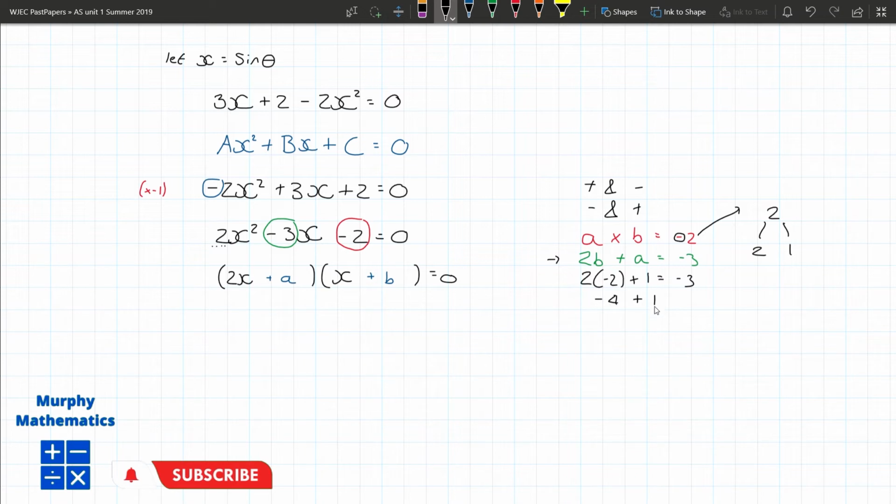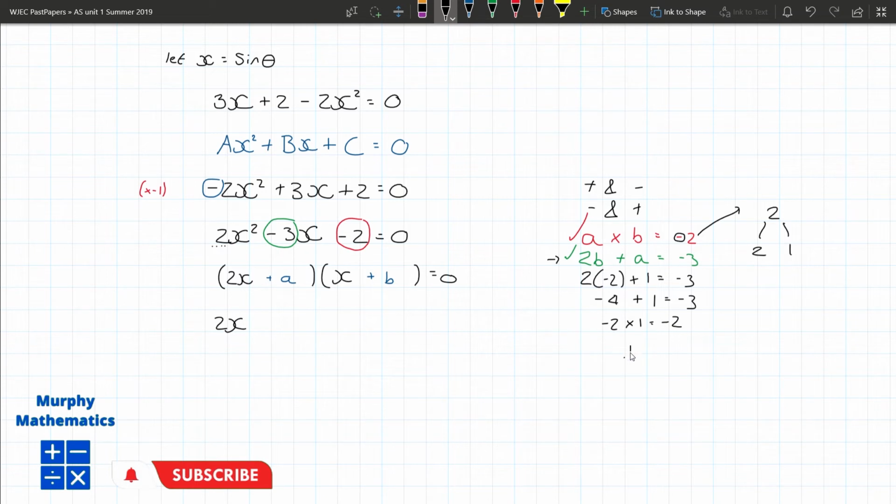This will be plus 1 equals minus 3. So that satisfies the first equation, this green equation. And then we can just do minus 2 times 1, and we know that equals minus 2. And so that satisfies the red top equation. Great, so to factorize this, we can have 2x. Our b value is minus 2.